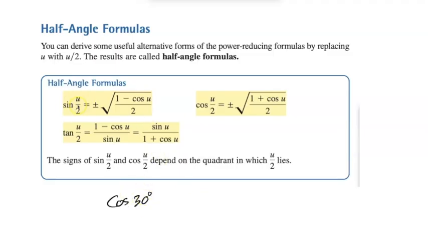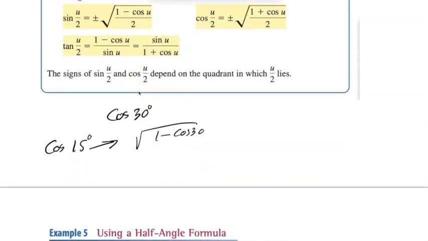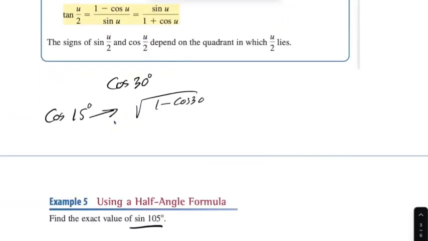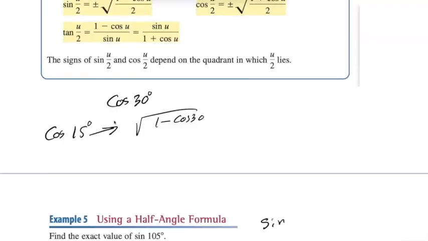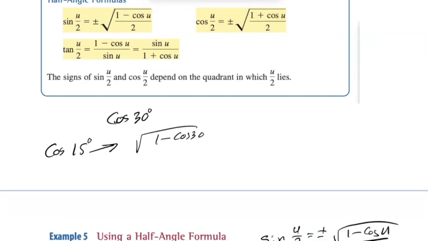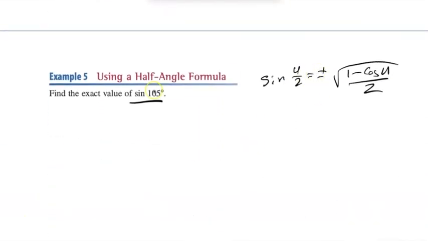What you could use with this is actually figure out what cosine of 15 is, because when you plug into the formula, you're going to be using 1 minus cosine of 30. That lets you figure out angles of half things. For example here, we want to find sine of 105. It's going to be sine of u over 2 equals plus or minus the square root of (1 minus cosine of u) over 2. And the plus or minus means what quadrant we're in. We'll figure it out afterwards.